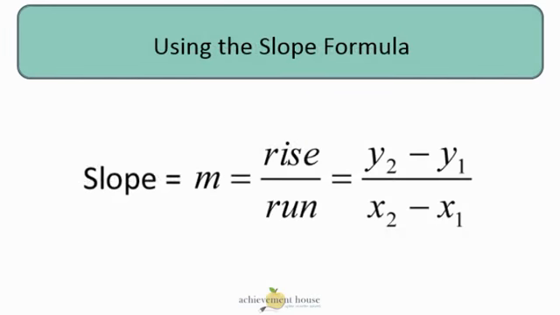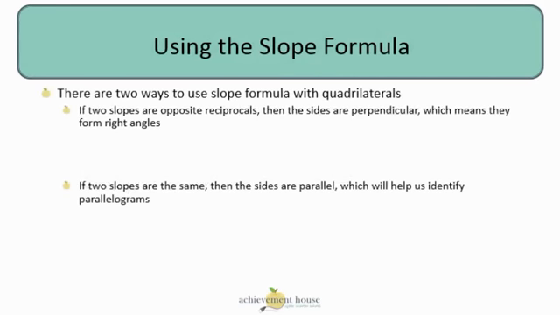Here's just a review of the slope formula. Slope equals m equals rise over run, and it also equals the change in y divided by the change in x. The change in y is the vertical change or difference, and the change in x is the horizontal change in distance between 2 points. I'm sure by now you're very familiar with finding the slope of a line.